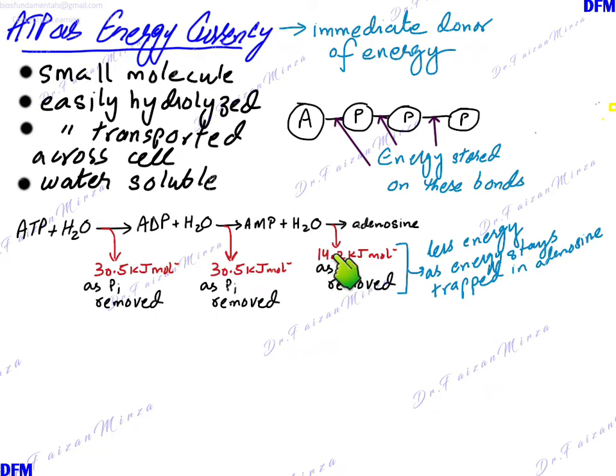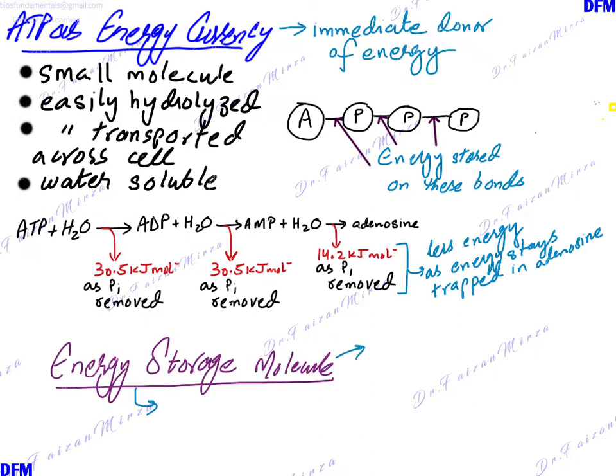Why does the last bond release less energy? Because the energy stays trapped in adenosine, because adenosine retains the energy to stay stable. Plus, the bonds which were initially broken are the phosphate-phosphate bonds, and this last bond is between phosphate and adenosine. The nature of the bond is different, so its bond energy is different as well.